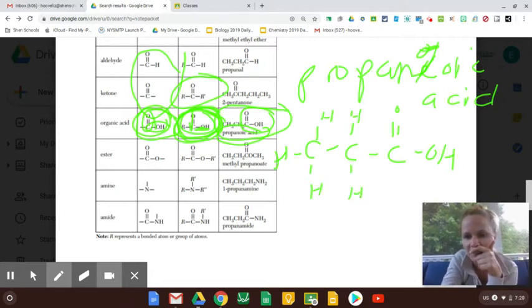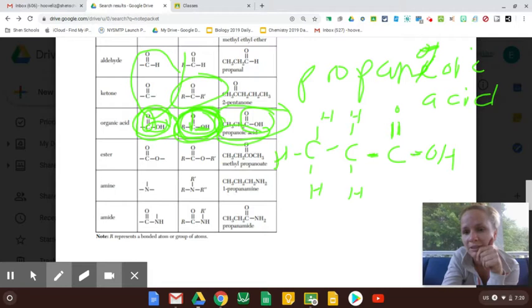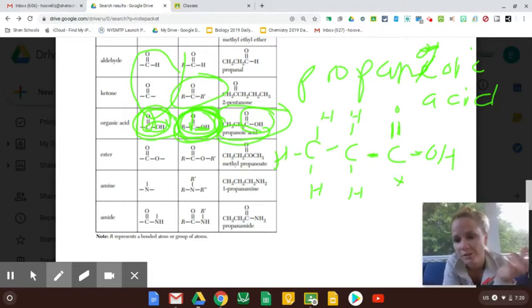So this C, this is where people usually mess up. This C already has 1, 2, 3, 4 bonds. So I will not put an H there. So usually when there's a double bond, you end up with this blank space where there's no bond.